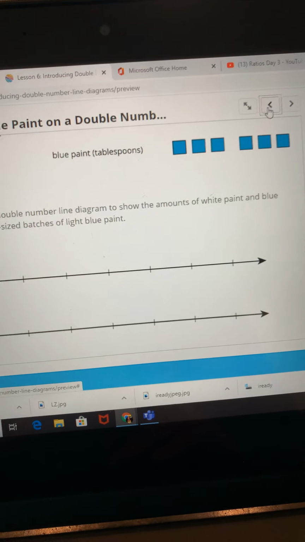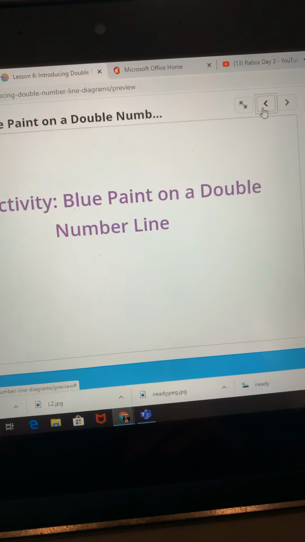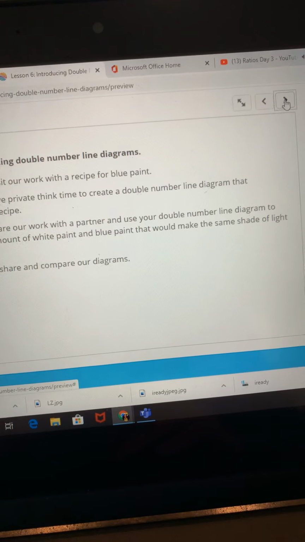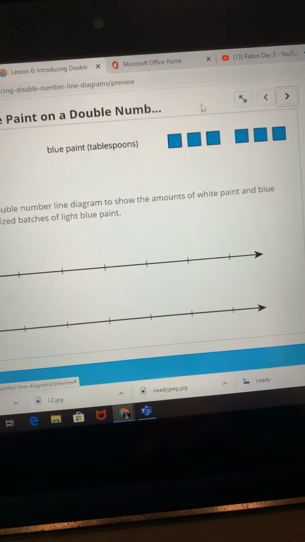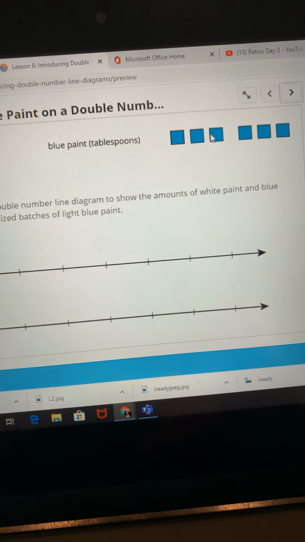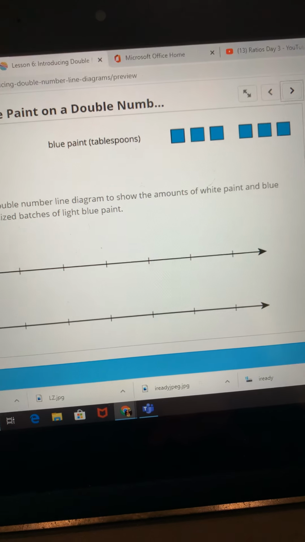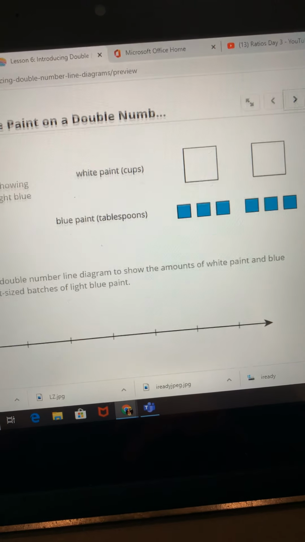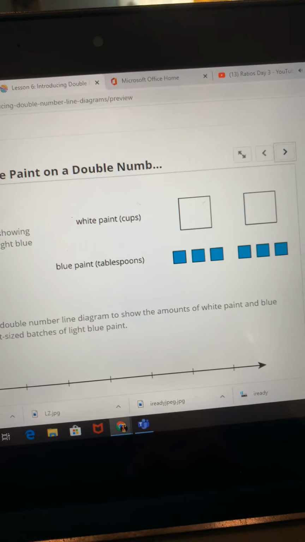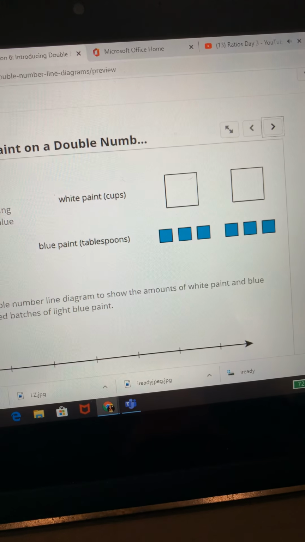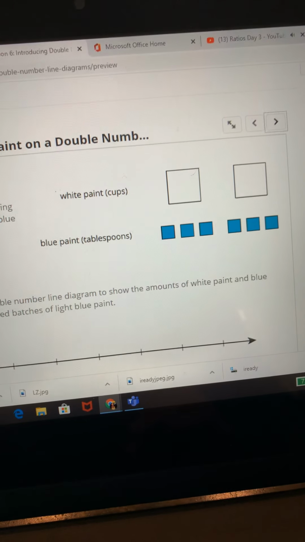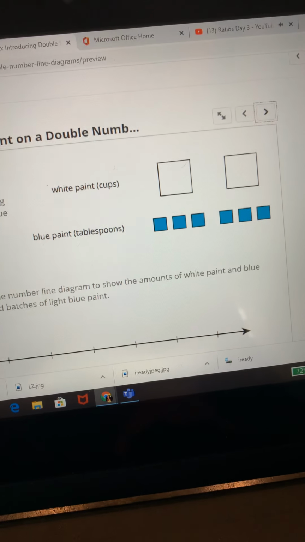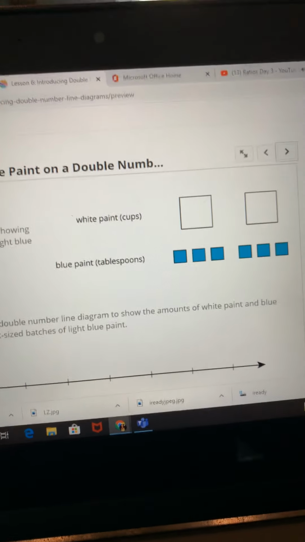And then you have to sit there and think, well, oops, sorry. If there's going to be 6 tablespoons of paint, and I think I just cut off the top of it. Here you go. White is 2 cups, and then for each one for blue would be 6 tablespoons. So you'd have to fill that in and find the equivalency for it.